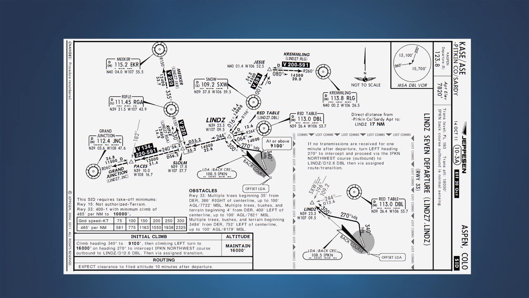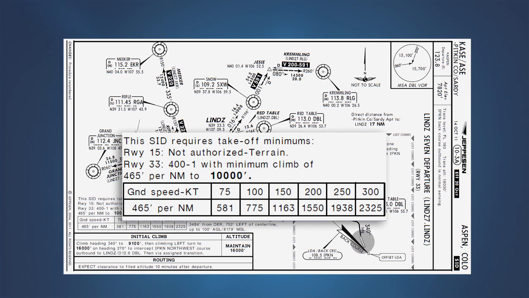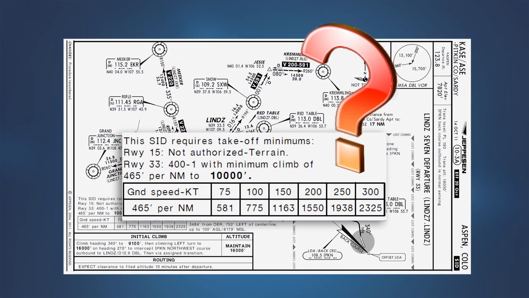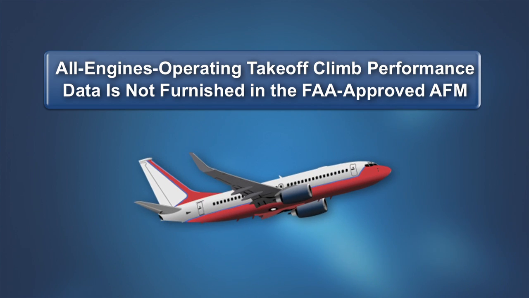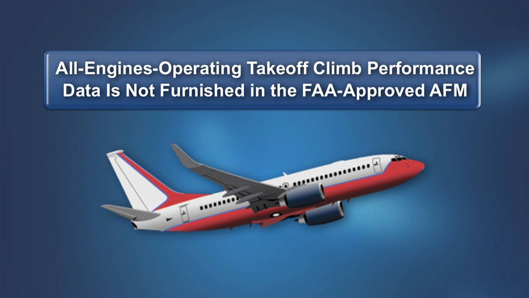As we noted earlier, the climb gradient published on an IFR departure procedure is based on normal all-engines-operating performance. This often leads to a question: how do I know whether my airplane can meet the published climb requirement? This is not a subject addressed by the certification rules. Therefore, all-engines-operating takeoff climb performance data is not furnished in the FAA-approved airplane flight manual.